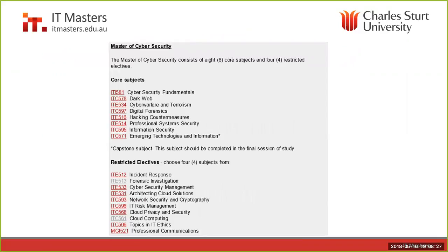Sorry, and you can see then if you scroll down the page, you'll be able to find the master. If you're enrolled in the master, you'll be doing 12 subjects. So this has 8 core subjects and 4 restricted electives. The restricted electives, you can choose any of them as long as you follow the instructions set in your handbook.